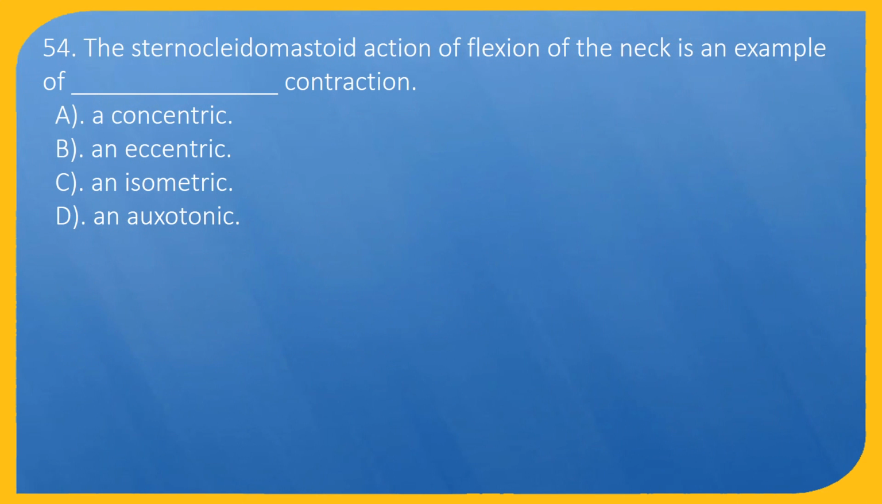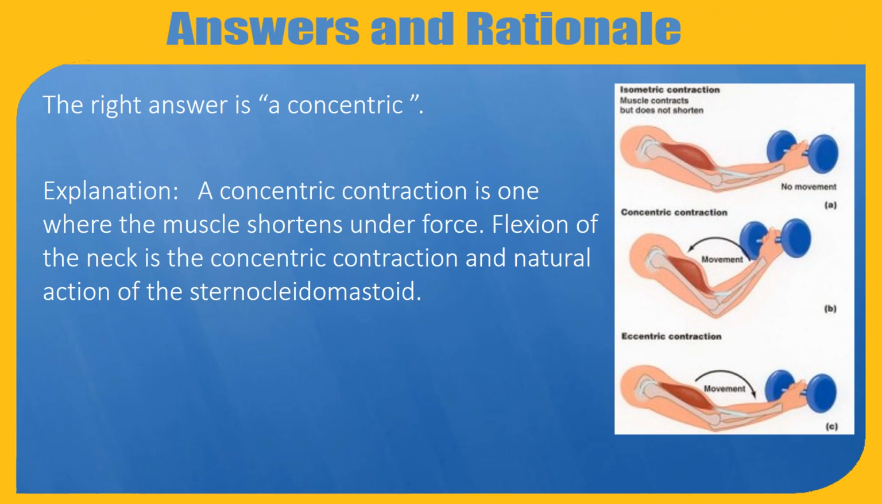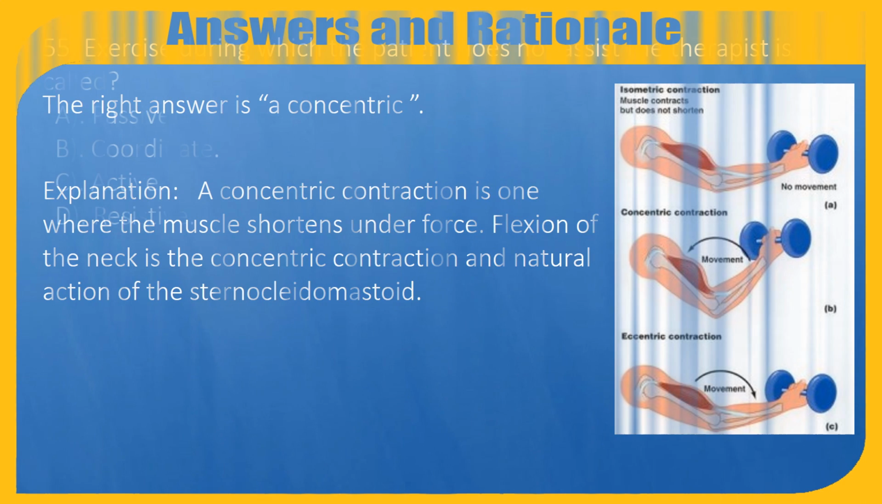Question 54. The sternocleidomastoid action of flexion of the neck is an example of what contraction? A. A concentric. B. An eccentric. C. An isometric. D. An auxotonic. The right answer is a concentric. Explanation: a concentric contraction is one where the muscle shortens under force. Flexion of the neck is the concentric contraction and natural action of the sternocleidomastoid.